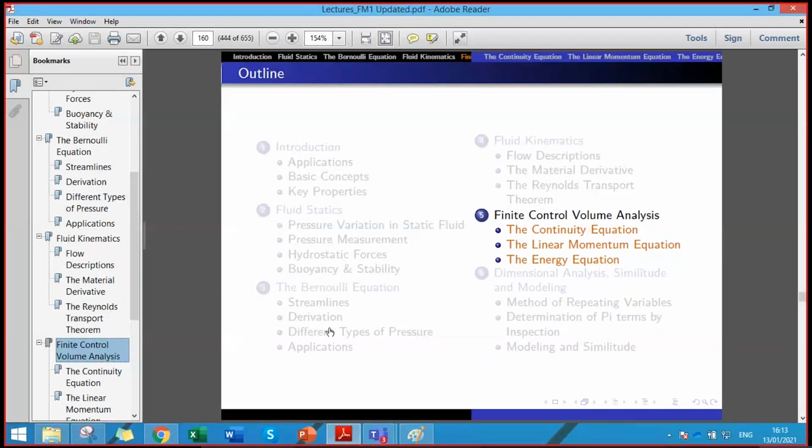The finite control volume analysis. This chapter is based on the Reynolds transport theorem. Now we are very much familiar with the Reynolds transport theorem. We know how we derived it. We know the meaning of the terms in the Reynolds transport theorem.